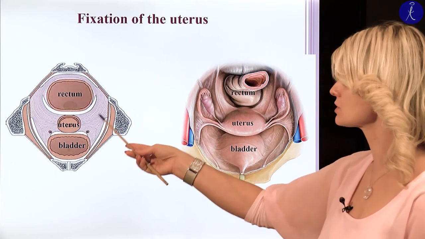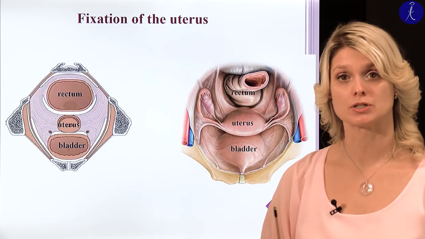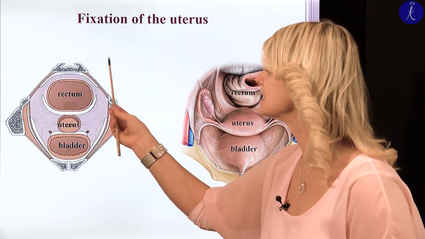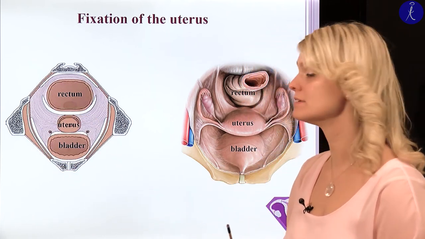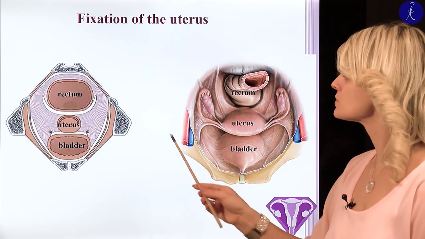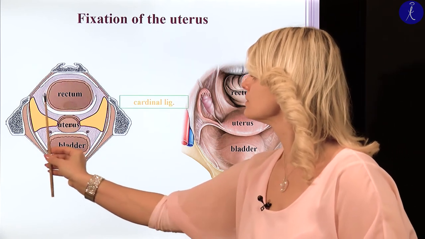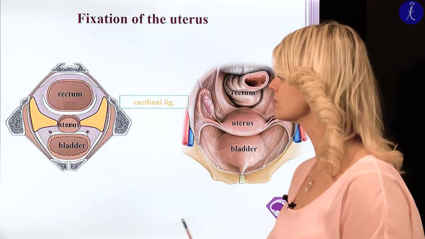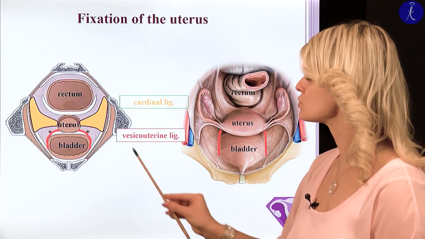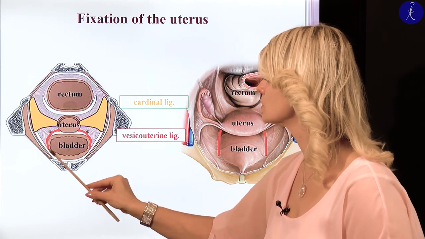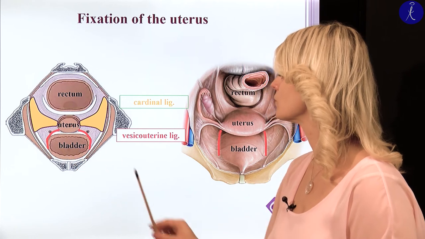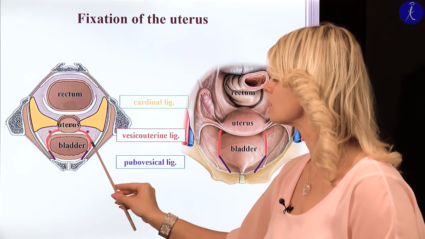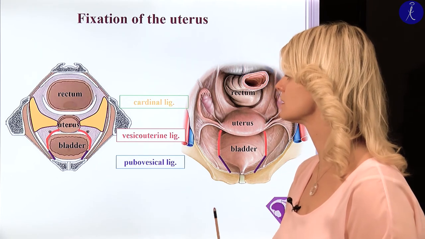This is the horizontal section. I would only like to mention those ligaments which are within the small pelvis, and Dr. Kish will talk about them. So this ligament, which fixes the uterus to the lateral wall of the small pelvis, was the cardinal ligament. Of course, we have ligaments which fix the uterus to the bladder. This is called the vesico-uterine ligament. And we have a ligament between the bladder and the pubic bone. This is the pubovesical ligament.